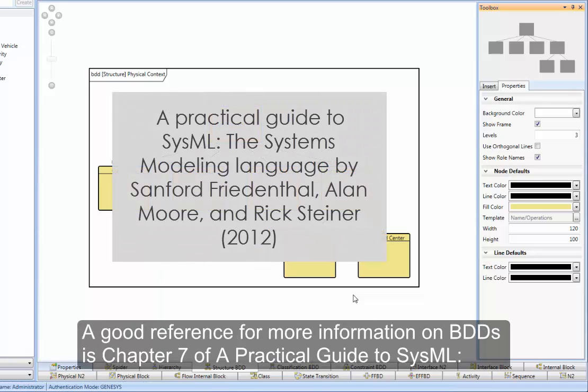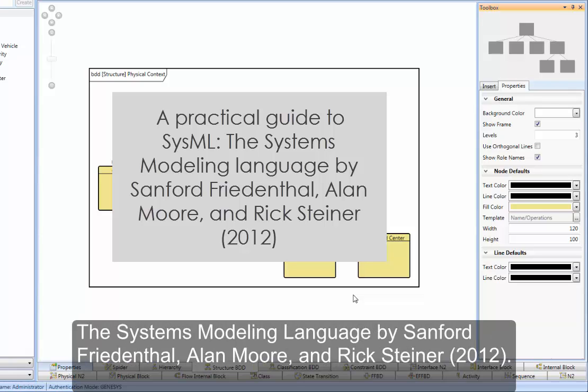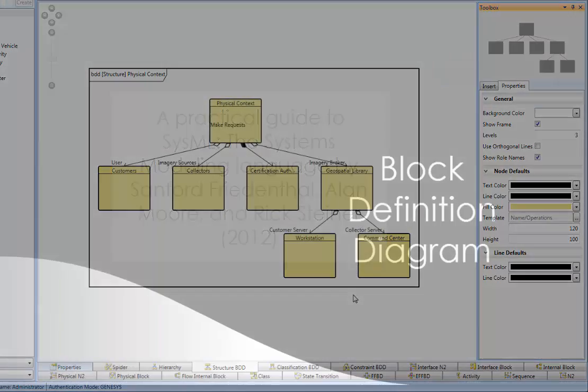A good reference for more information on BDDs is Chapter 7 of A Practical Guide to SysML, the Systems Modeling Language, by Sanford Friedenthal, Alan Moore, and Rick Steiner.